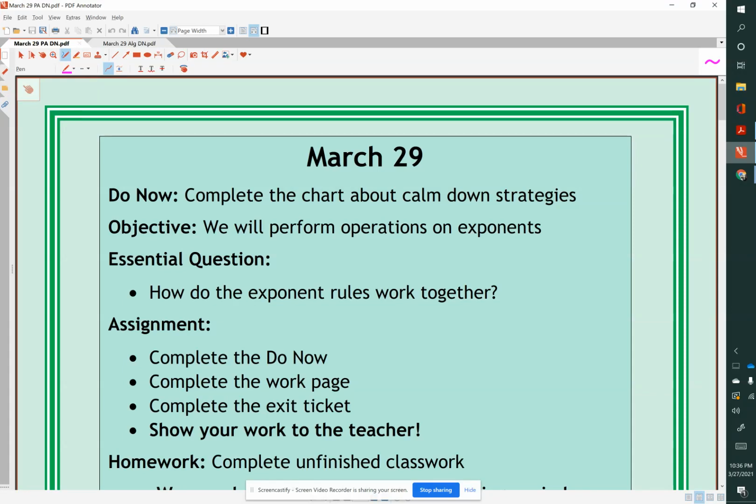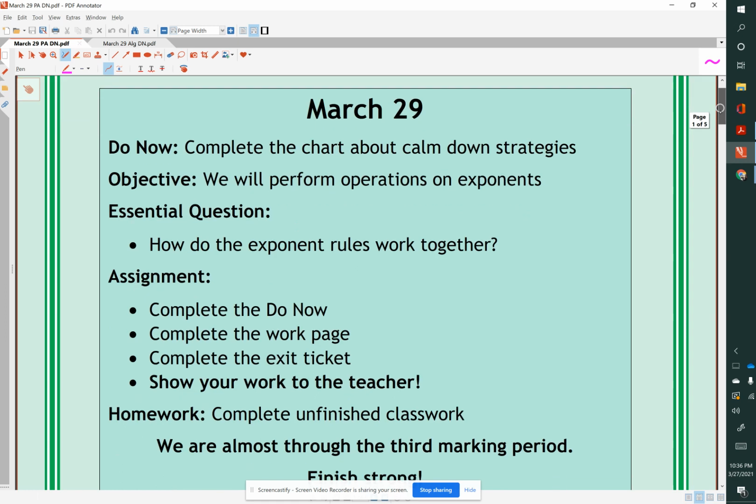Hello, students, and here we are again, still reviewing those exponents and getting them down really sharp so that we know them and we have them for high school. So our do now today, we'll start with that. We've got a chart that talks about calm down strategies, and I know you'll have a good time with that. You're very clever. Our objective today is to perform operations on exponents.